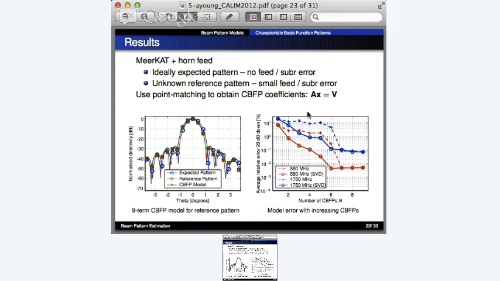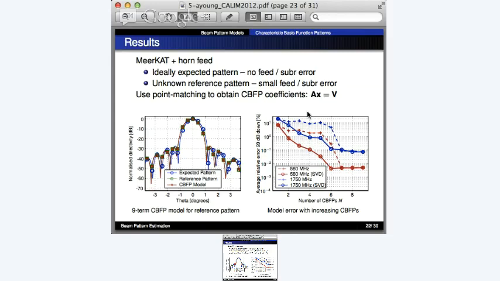So in that case, you actually expect both before and after SVD to yield more or less the same level of accuracy. And expectedly, when we look at the results for the lower frequency, the same tolerances for the beam subreflector position apply, but the effect on the radiation pattern is a lot less at this frequency, so model accuracy is equivalently improved.